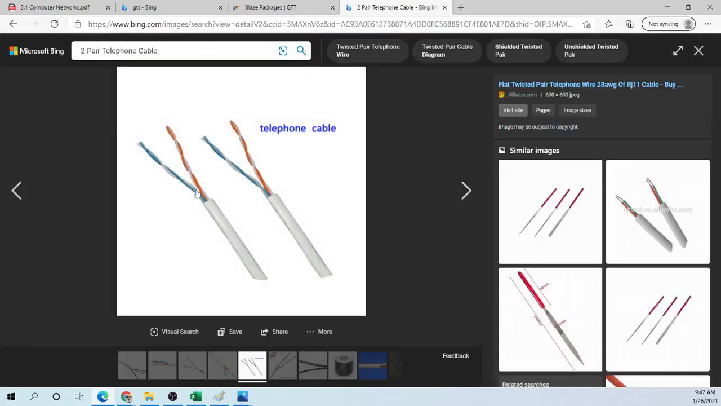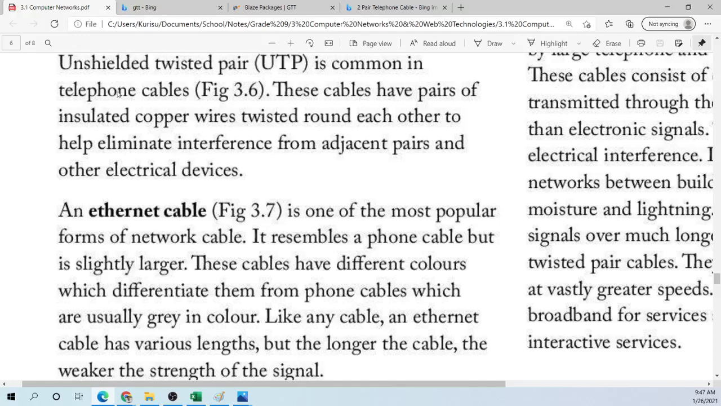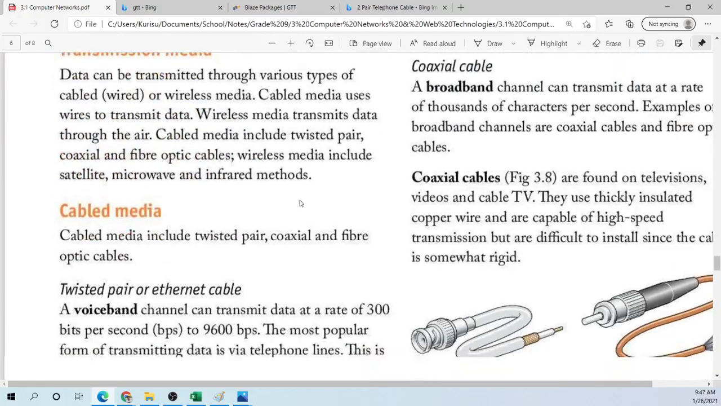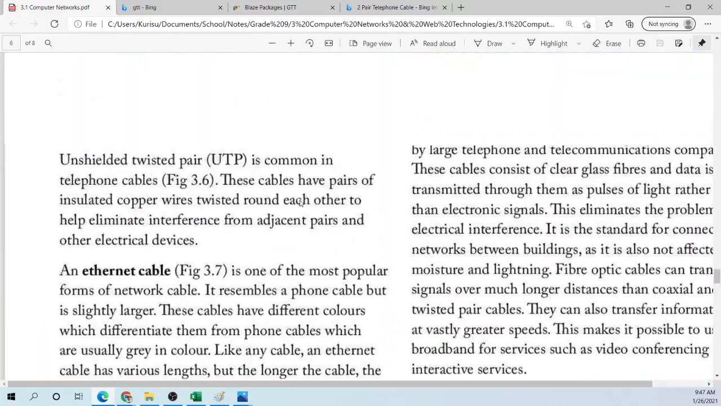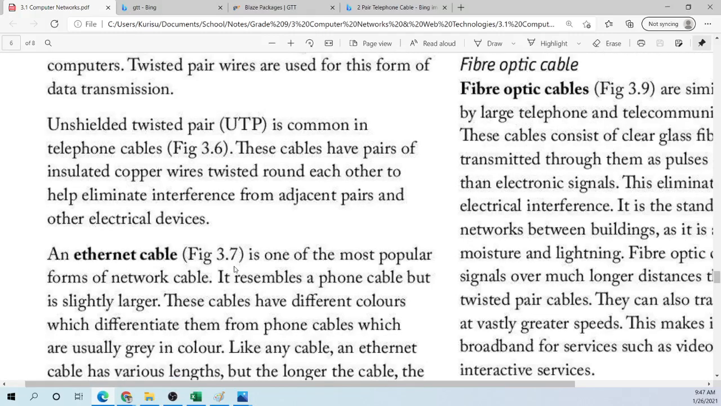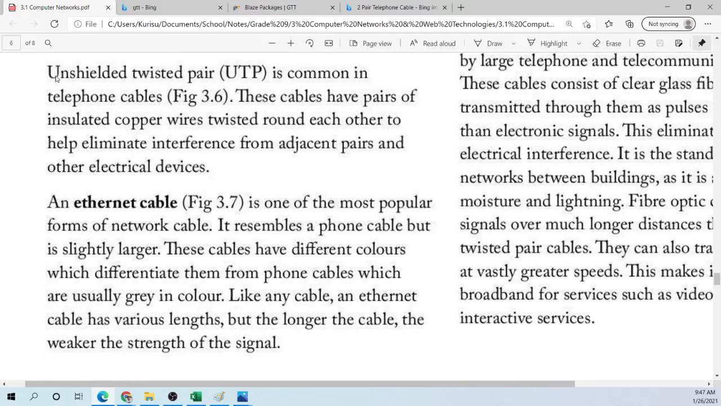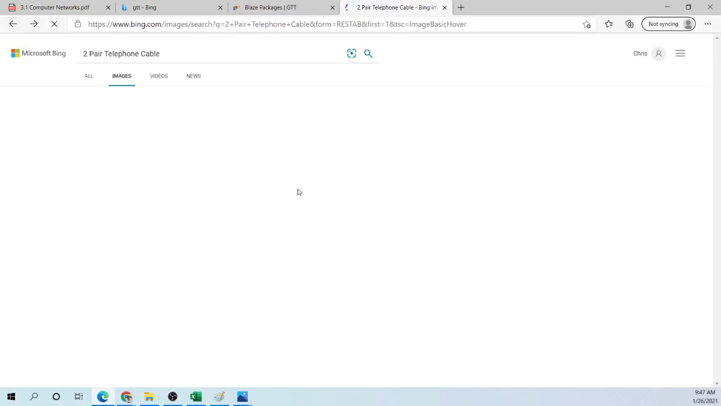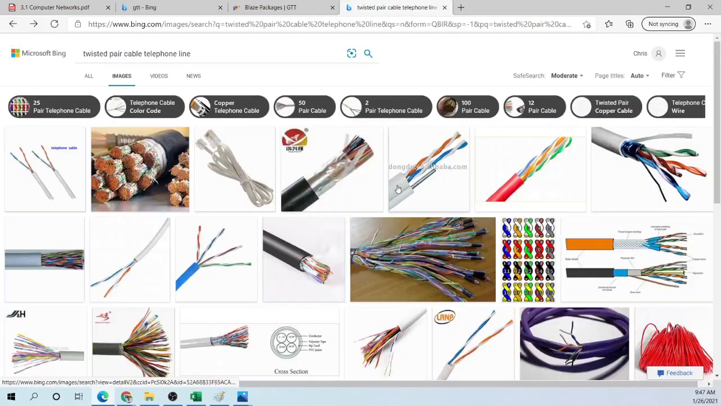Right. So your telephone cable only has 2 pairs of wires inside of it. Now, let me see if they mention it here. Okay, in case they don't mention it, how they have unshielded twisted pair, that refers to the Ethernet cables that you are seeing here. So if you notice, these cables, you're just basically seeing the cable.